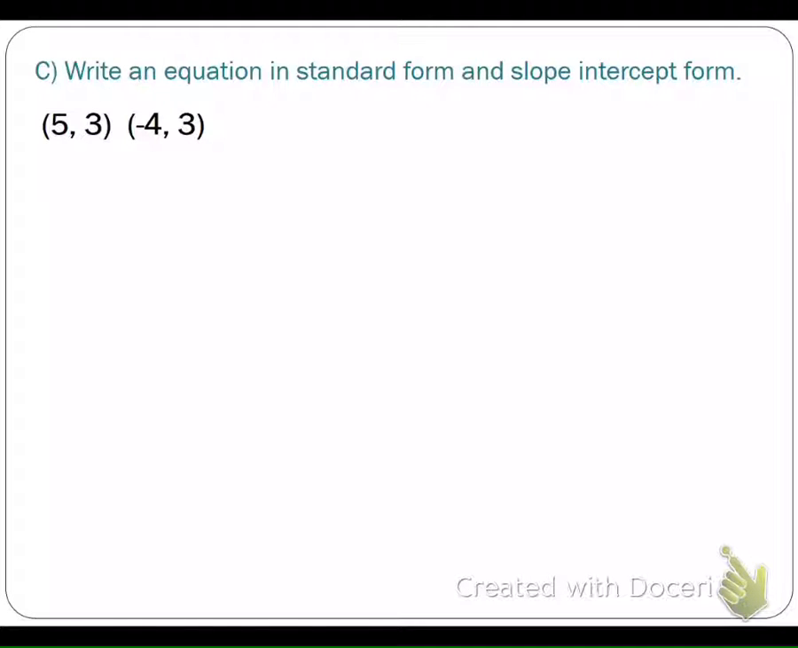2 points. What do I do to start? 3 minus 3 over negative 4 minus 5. What's 3 minus 3? 0. So my m is 0. When my m is 0, what does the line look like? Very good. It is a horizontal line.